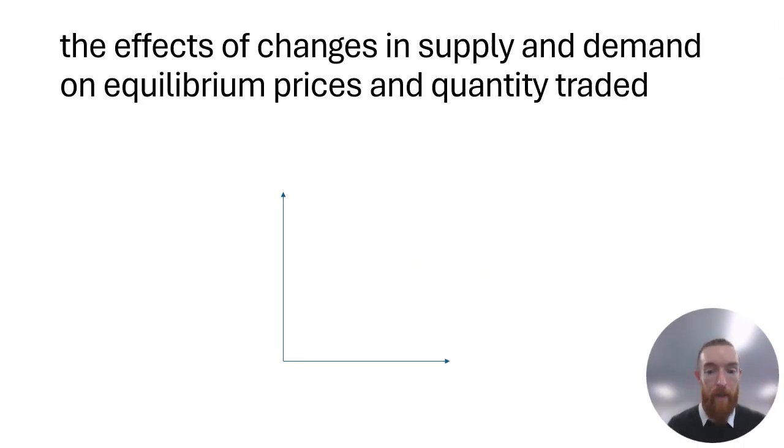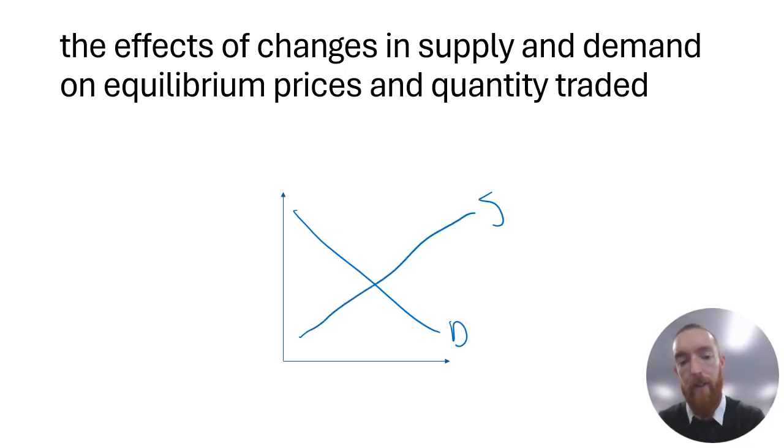Then we get into looking at demand and supply together. Our equilibriums. Equilibriums are the price and quantity where supply and demand are equal. If we look at both things on the same axis, we've got demand, we've got supply. So then our equilibrium point is the price and quantity where supply and demand are equal.